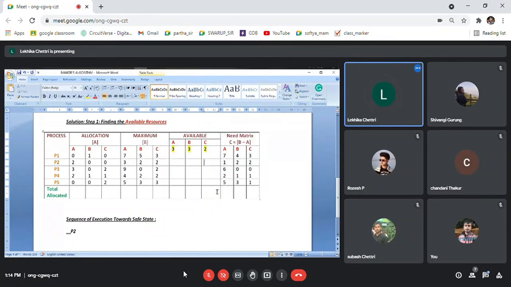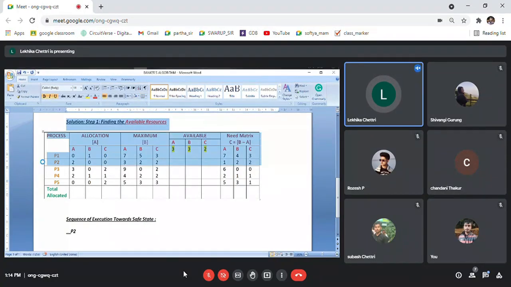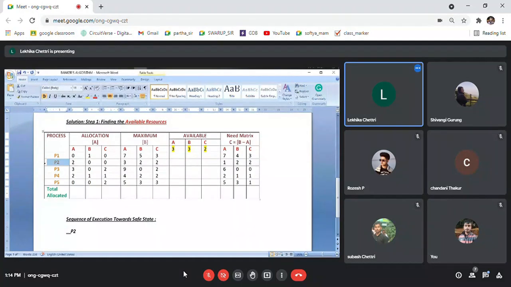Okay, so now we are allowing P2 to execute. So after P2 executes, let's say after 2 minutes P2 is done executing. Okay, so we are moving towards P2. So after P2 executes, how many resources will be free?